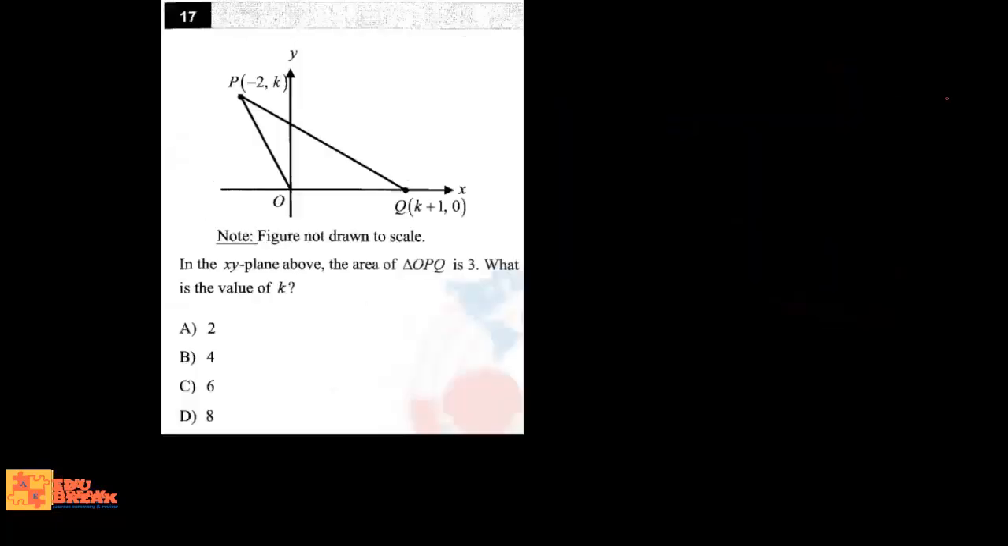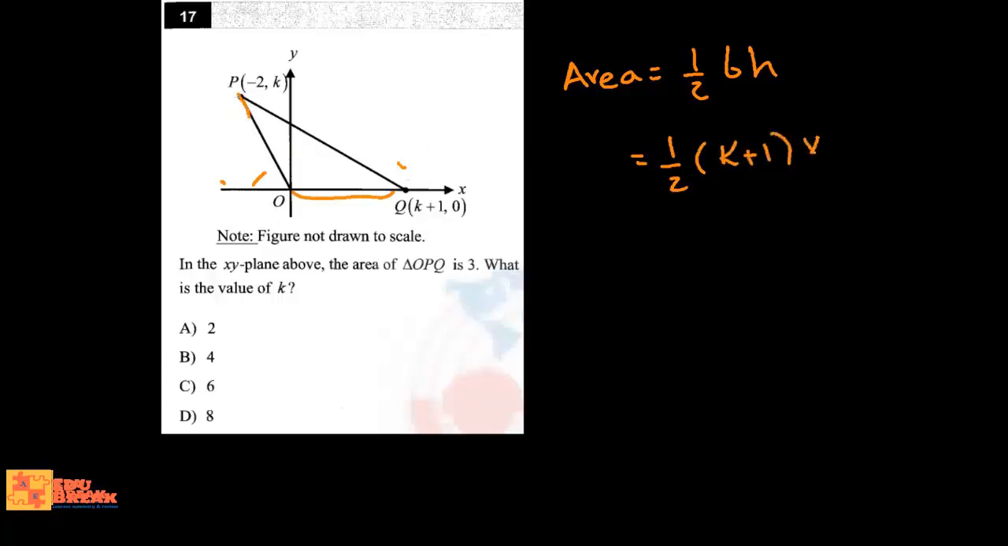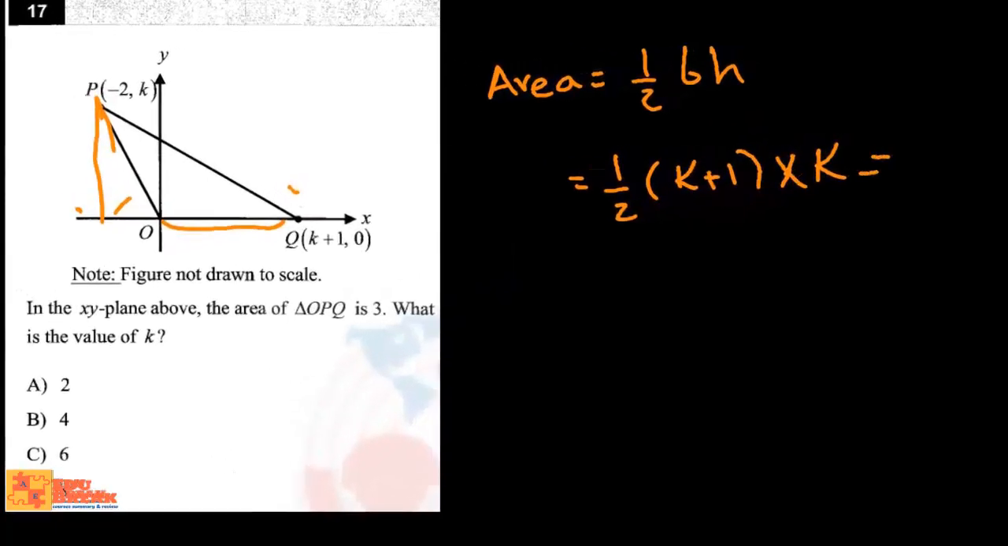Question 17. And this is geometry. In the XY plane above, the area of triangle OPQ is 3. What is the value of k? Okay, we have the area, so you know the rule of the area for the triangle: half times base times height. So half times the base, this length from 0 to k plus 1, it means k plus 1, times the height, this is the height, which equals k, equals 3.